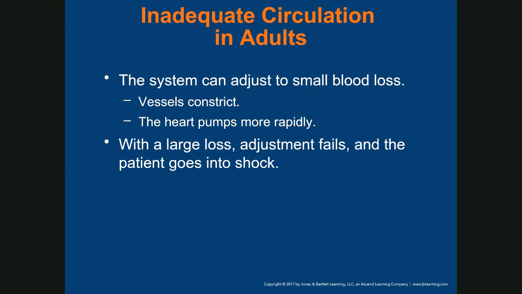So my question to you is, well, I don't even need to ask that question because you people are too bright for that one. So inadequate circulation in adults. The system can adjust to small blood loss, right? So if there is something that is wrong with the fluid component, which is the blood, patient has an injury, there is a loss of blood, so we don't have enough blood volume, right? And adult blood volume is what, 5 to 6 liters of blood.